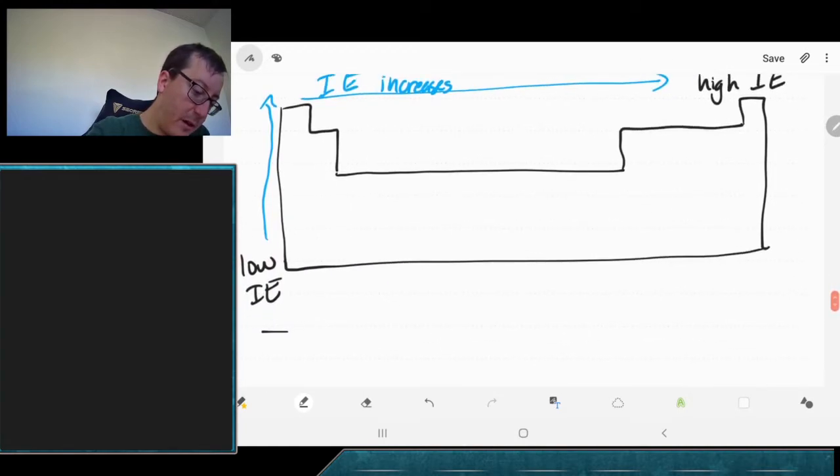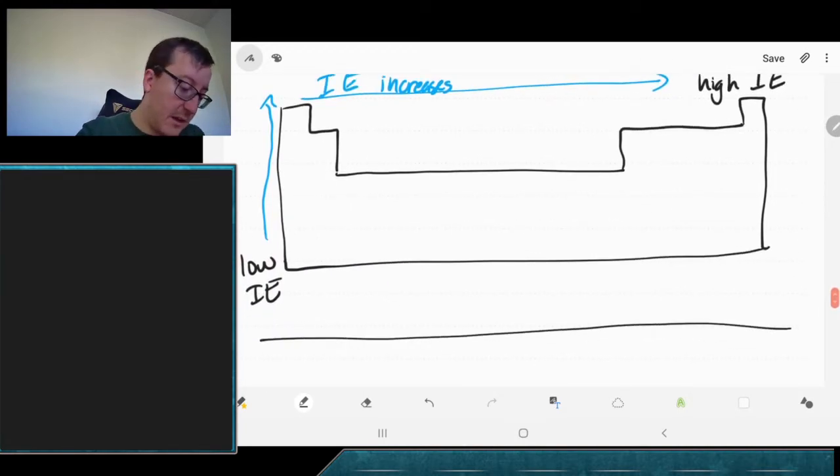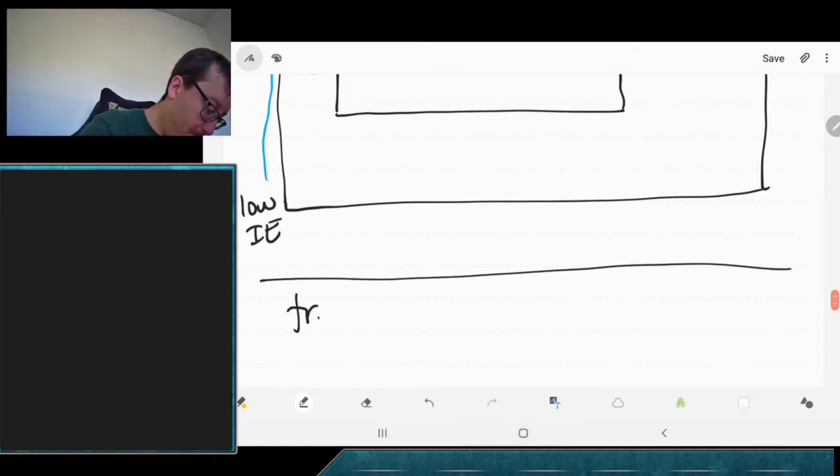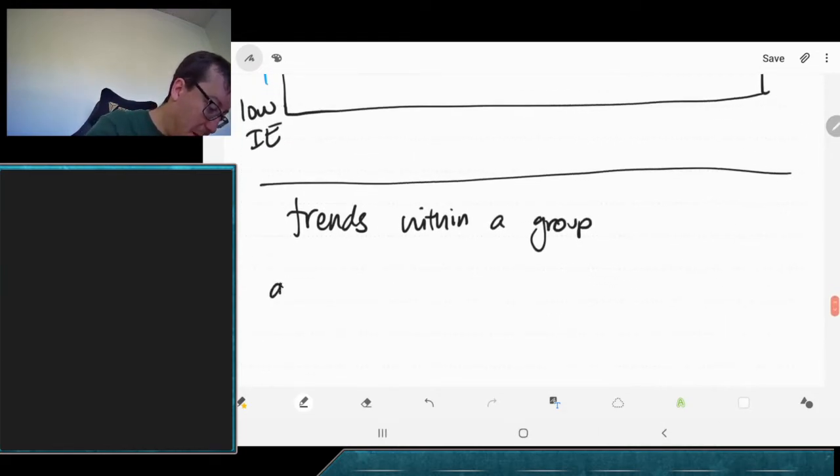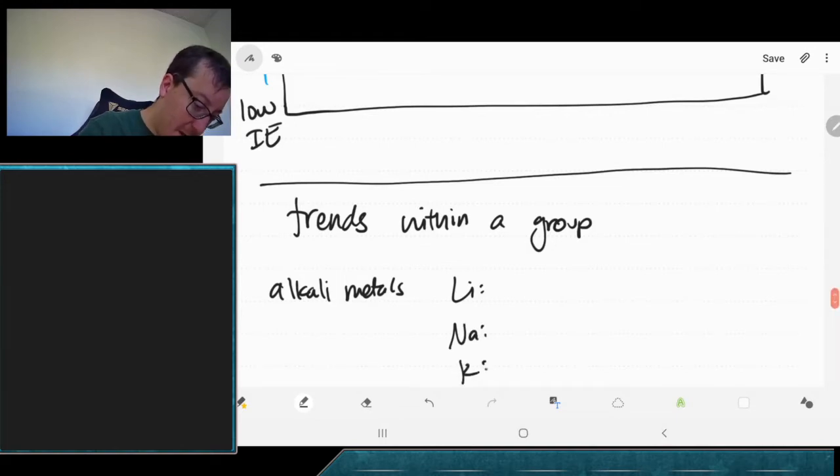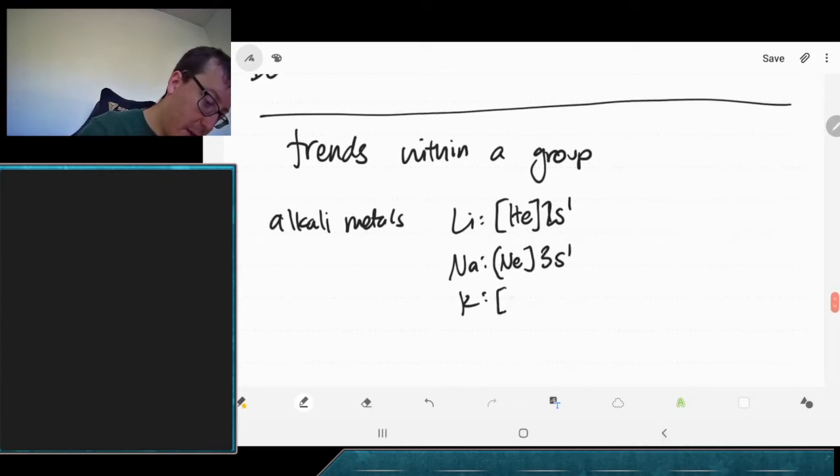Okay, so those are periodic table wide trends. If we're looking at trends within a group, if we take our alkali metals, say lithium, sodium, potassium, if we just jot down their electron configurations very quickly. Argon.